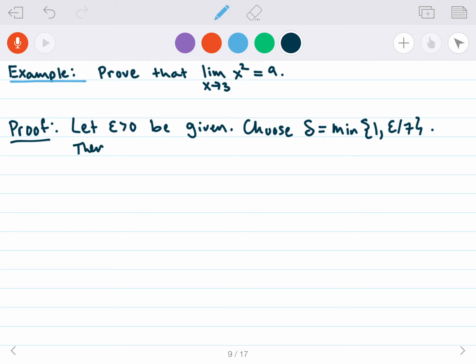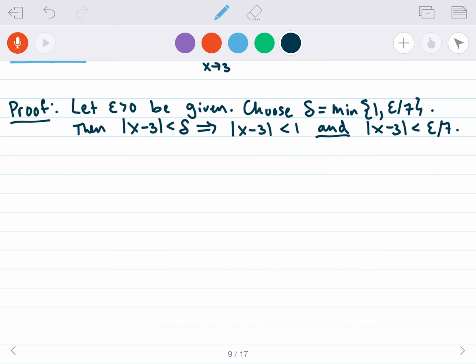Okay, what's our hypothesis? Then absolute x minus 3 less than delta is going to imply that it's less than 1 and epsilon over 7, right? Because delta is the minimum of 1 and epsilon over 7. So if 1 is the minimum, it's certainly going to be less than epsilon over 7, because epsilon over 7 is bigger than 1. So this is going to imply that absolute x minus 3 is less than 1, and, I said epsilon minus 3, I meant x minus 3 is less than epsilon over 7.